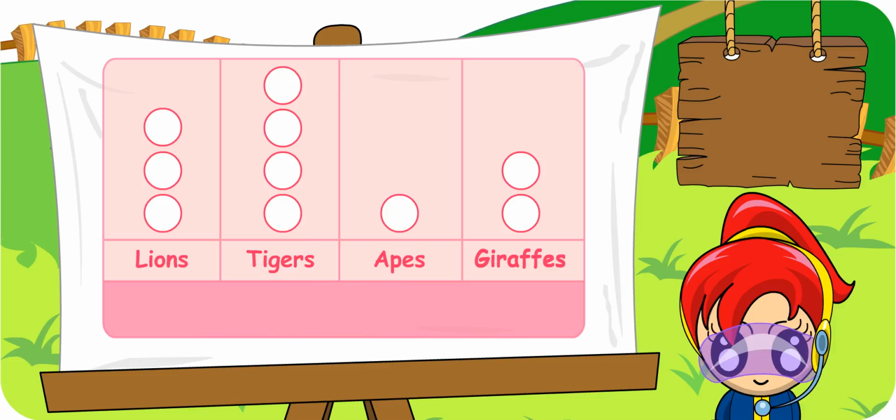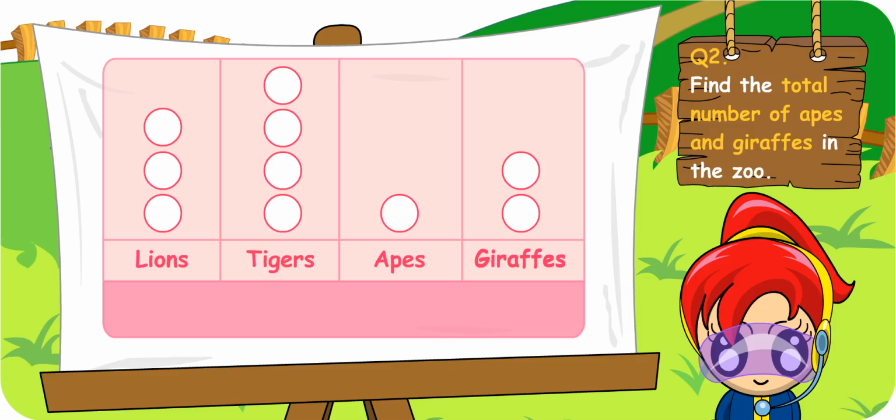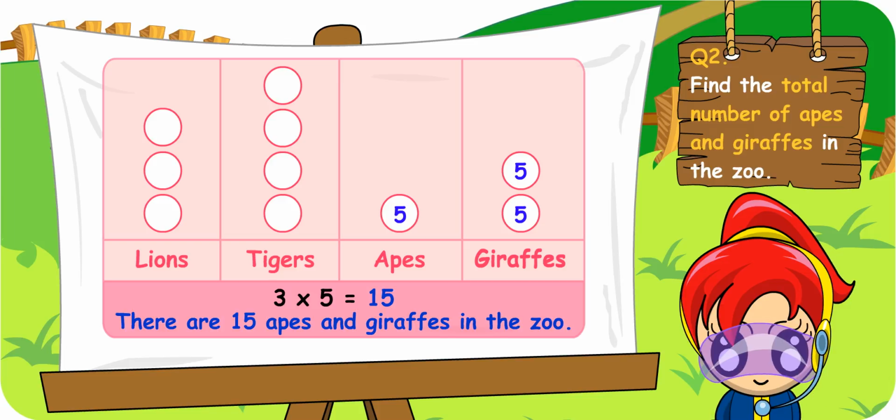Good. Next, find the total number of apes and giraffes in the zoo. There is 1 circle for apes, and 2 circles for giraffes. Altogether, there are 3 circles for both animals. I multiply 3 by 5 to get 15 animals.